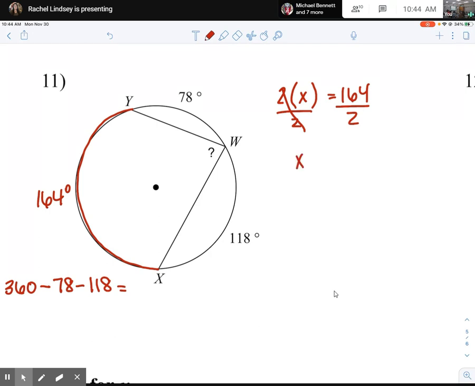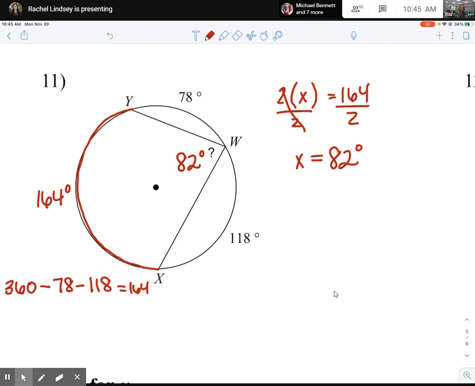So what's 164 divided by 2? 82. So our angle is 82 degrees. Okay.